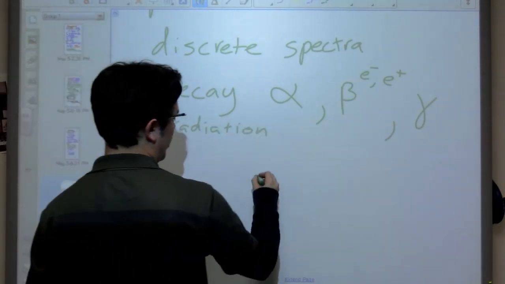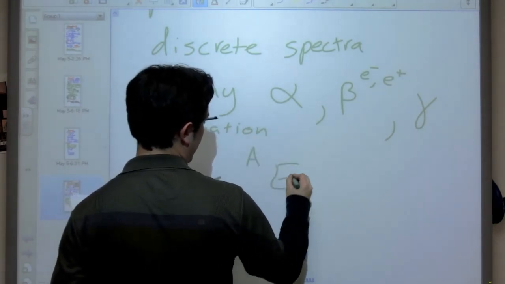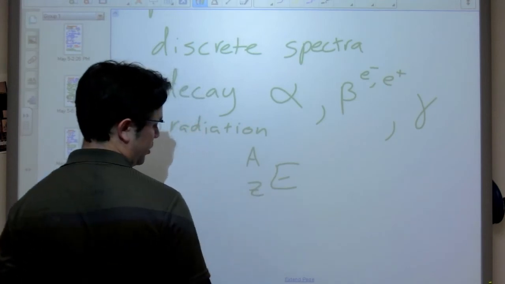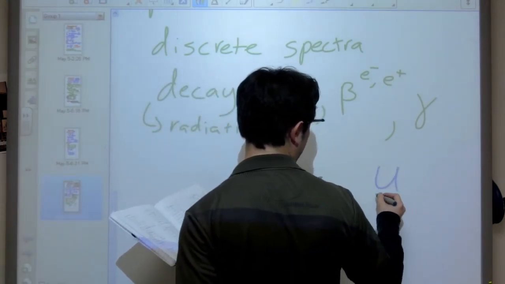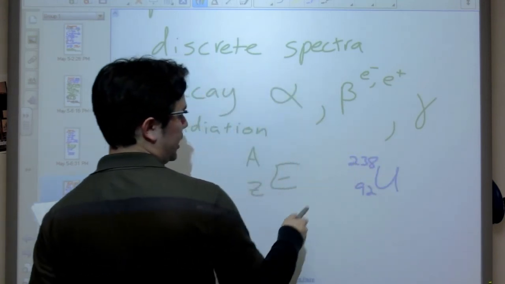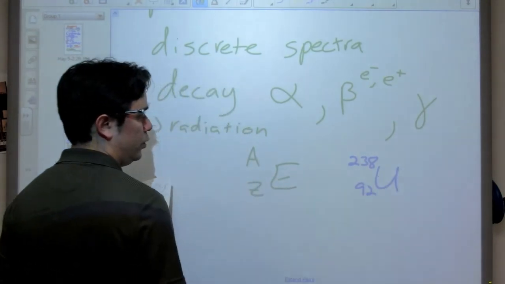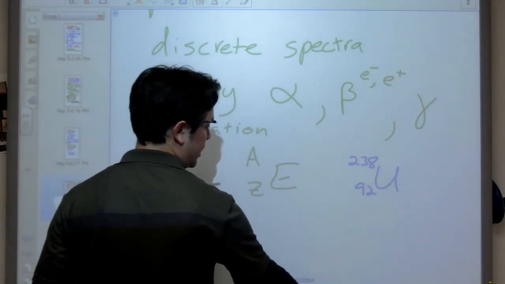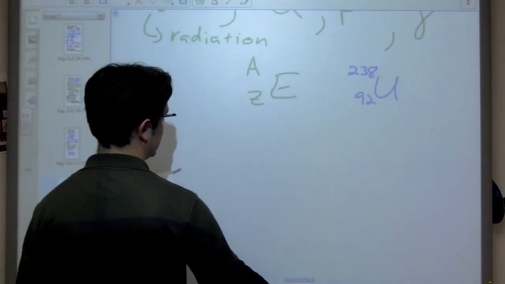Remember our notation where we had the atomic mass, we had our element, and we had the atomic number. So for instance, when we had uranium 92 and 238. 238 is its atomic mass, its elemental symbol is U, and then 92 is its number. That tells us how many protons are in the nucleus, which defines it as uranium.